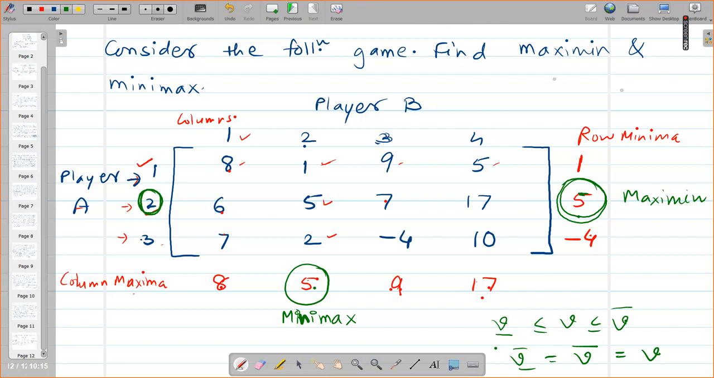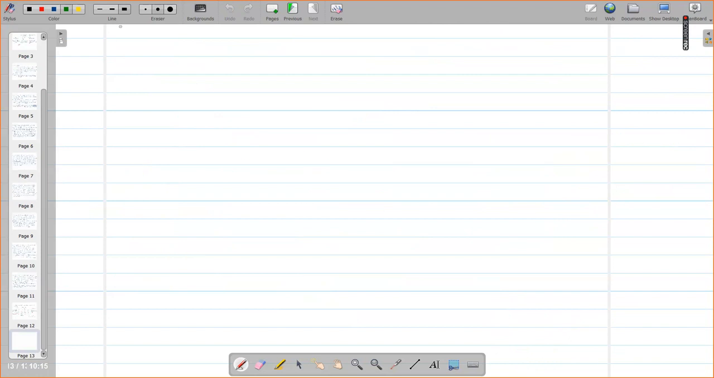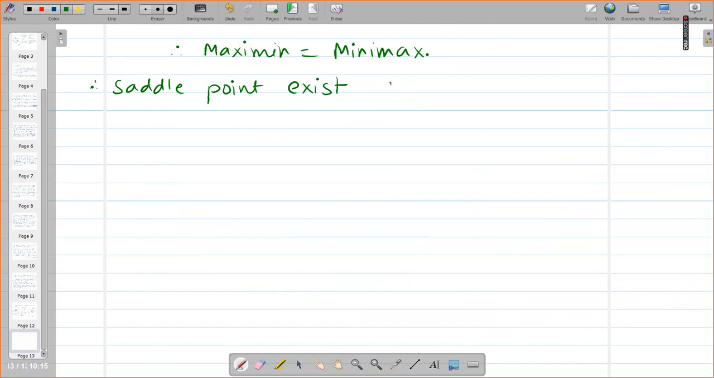Yes, ma'am. So what you observe here, therefore maximin is equal to minimax. So the maximin minimax principle is satisfied, and we say that saddle point exists. Therefore saddle point exists. And what is the definition of saddle point? Saddle point is the position.